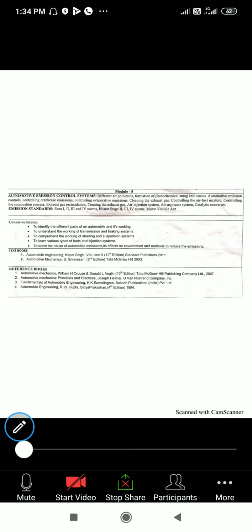Okay, can you see the screen? Okay, so this is what the syllabus is for your module number 5, that is the automotive emission control system. Okay, so this is the topic name, module name. In this, what you are going to discuss, so see this is a simple easy topic. It is all theoretical parts, not any kinds of diagrams, and one or two diagrams are there, that also you will see.